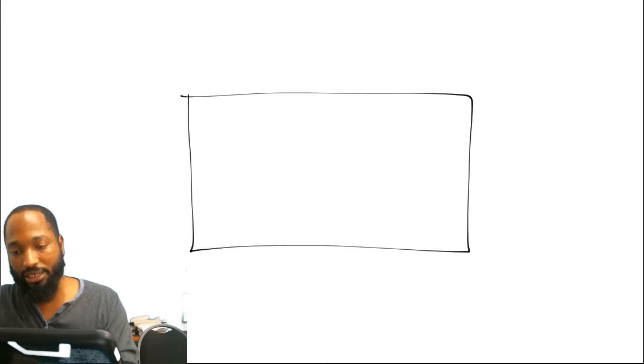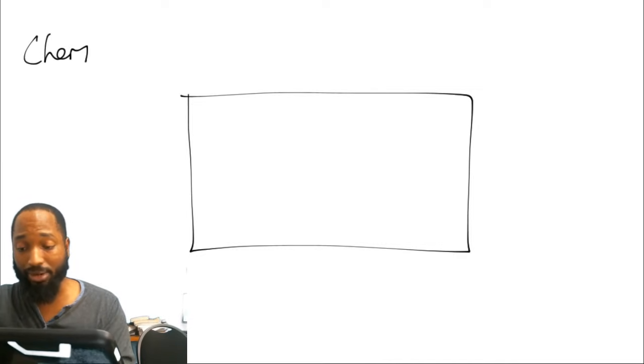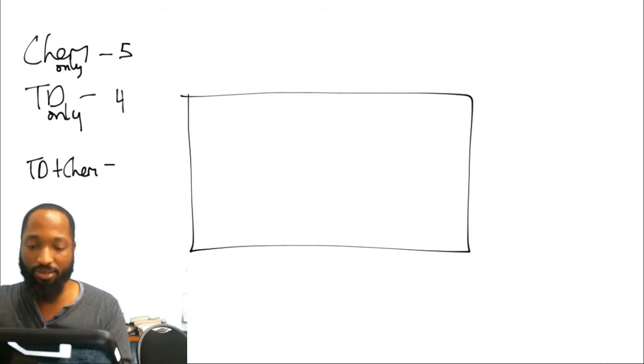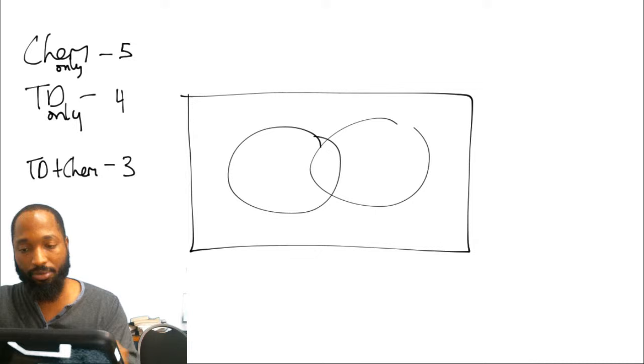Let me do a subject instead. Let me say English. Now, everybody's doing English and maths. Let me use Chem, and we're doing Chem and technical drawing or something, right? Let me say 5 people studying Chem only, and TD only, 4 people studying it. But for TD and Chem, let me say 3 people studying both of them. So when you draw the diagram, you put 5 here, you'll put 3 here, and you'll put 4 there.